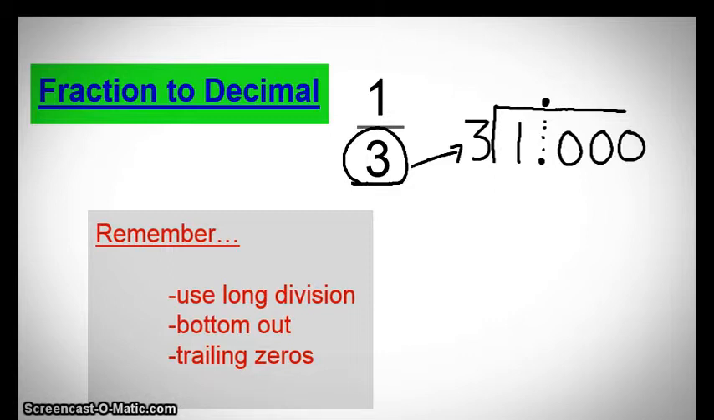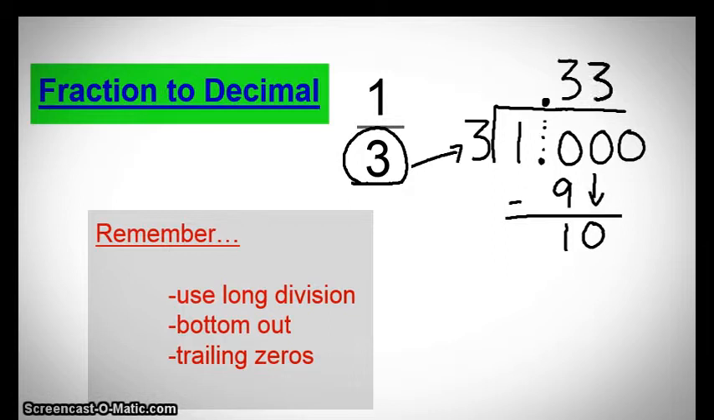3 goes into 10 3 times. 3 times 3 is 9. Subtract. You get 1. Bring down a 0 and start over again. 3 goes into 10 3 times. 3 times 3 is 9. Subtract, you get 1 and bring down that last 0.